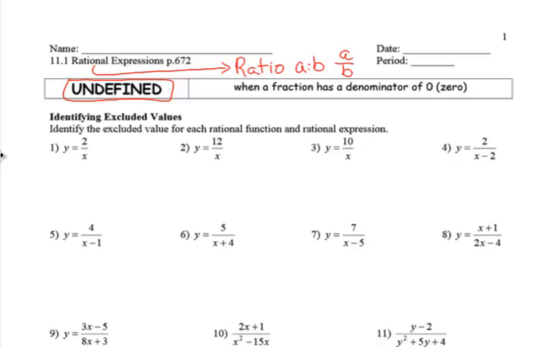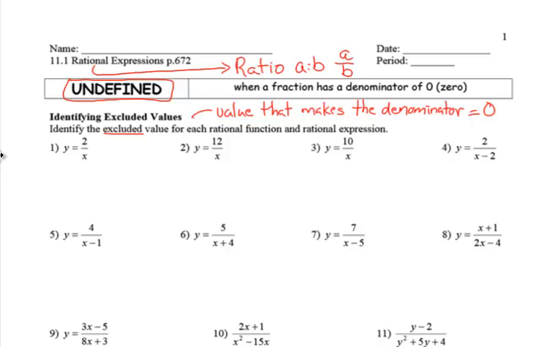So the first thing as we start to look at our unit on rational expressions is we have to identify the excluded value for each rational function and expression. And the excluded value is going to be the value that makes the denominator equal to 0. That's the excluded value. It's not going to be a part of our domain.